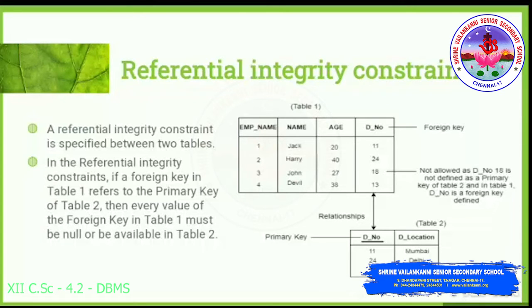In this example, we see primary key D underscore number in table 2 is having 11, 12 and 13. But in table 1, D underscore number is defined as a foreign key which references table 2's D underscore number, but there is a value which is not defined in table 2, that is 18. So here the integrity is not maintained. So this will not become a foreign key, and an error will be thrown. So this is how we explain the referential integrity constraint.